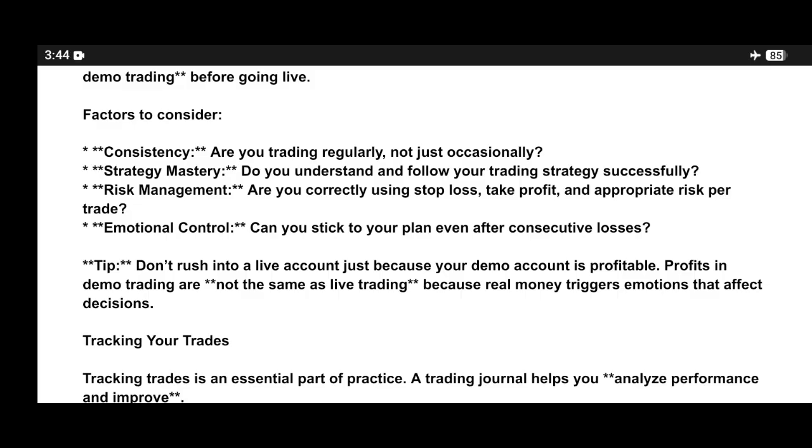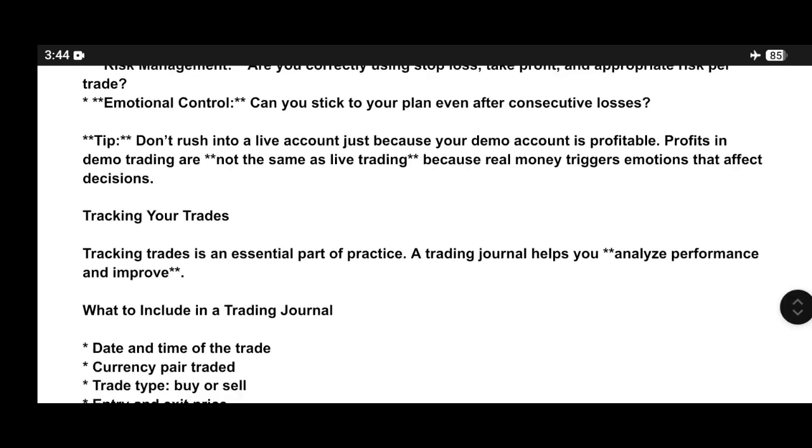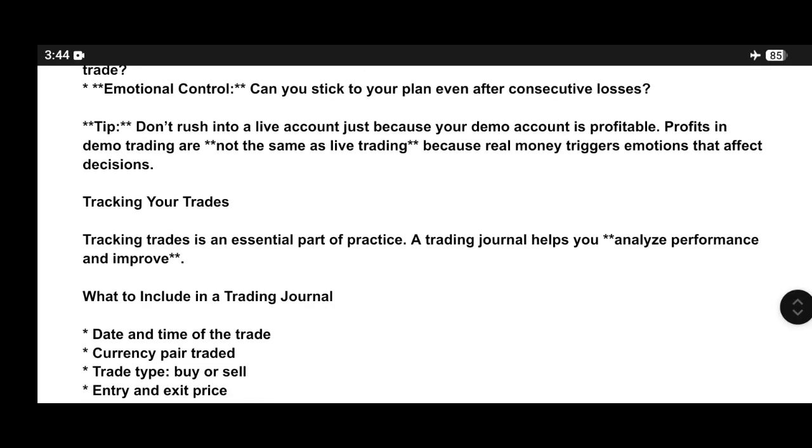Tracking your trades. Tracking trades is an essential part of practice. A trading journal helps you analyze performance and improve. What to include in your trading journal? Here are the things to include whenever you are trading in your trading journal.